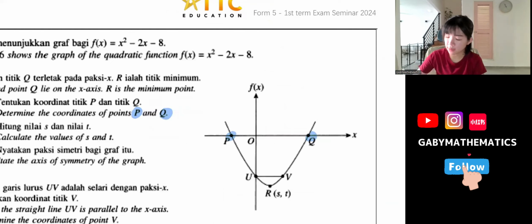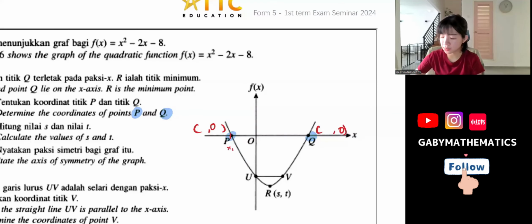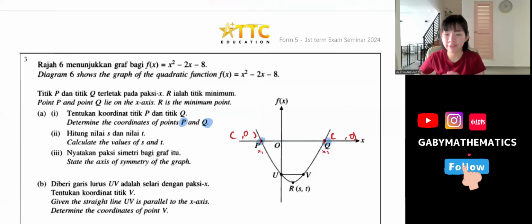So when it is on the x-axis, something will be 0. So the y will be 0. Yes, the y will be 0. So how do I get the x, the x1, x2? We use a calculator, or factorize it.